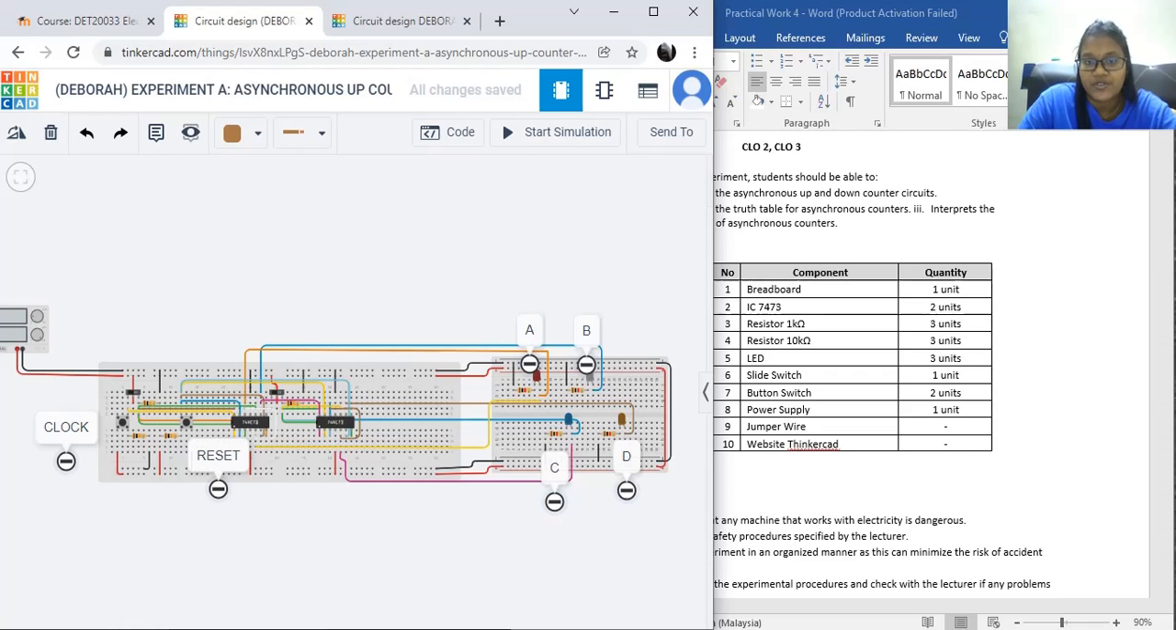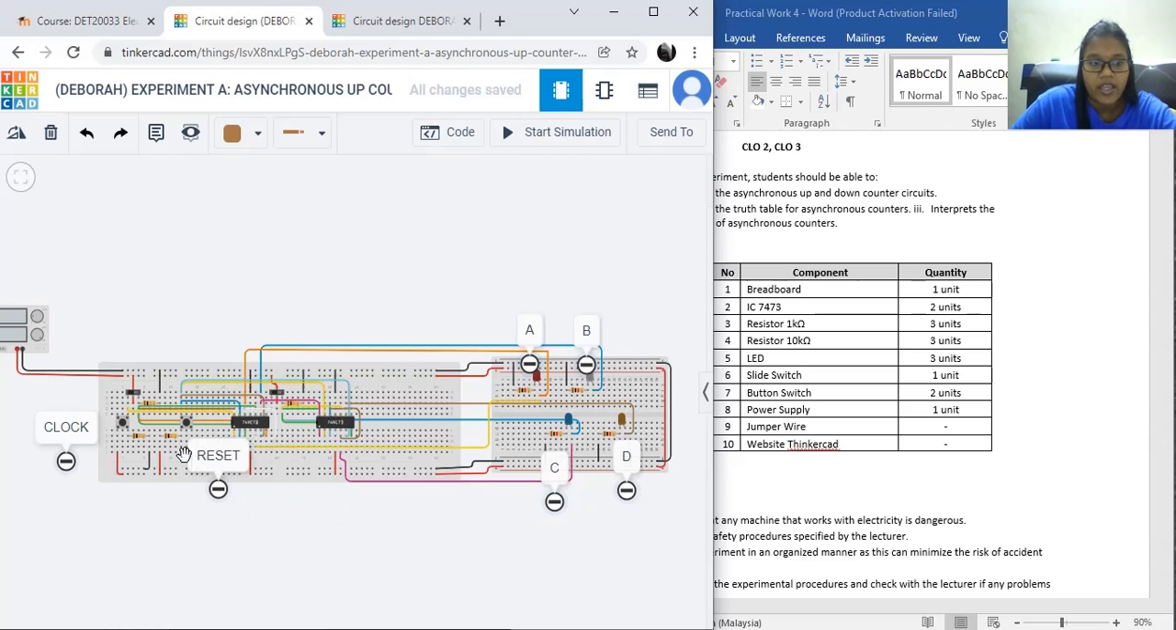Okay, today I'm going to present my practical work for experiment A, which is the asynchronous up counter, and experiment B, the asynchronous down counter. So I'll start with experiment A, the asynchronous up counter. So this is my circuit.